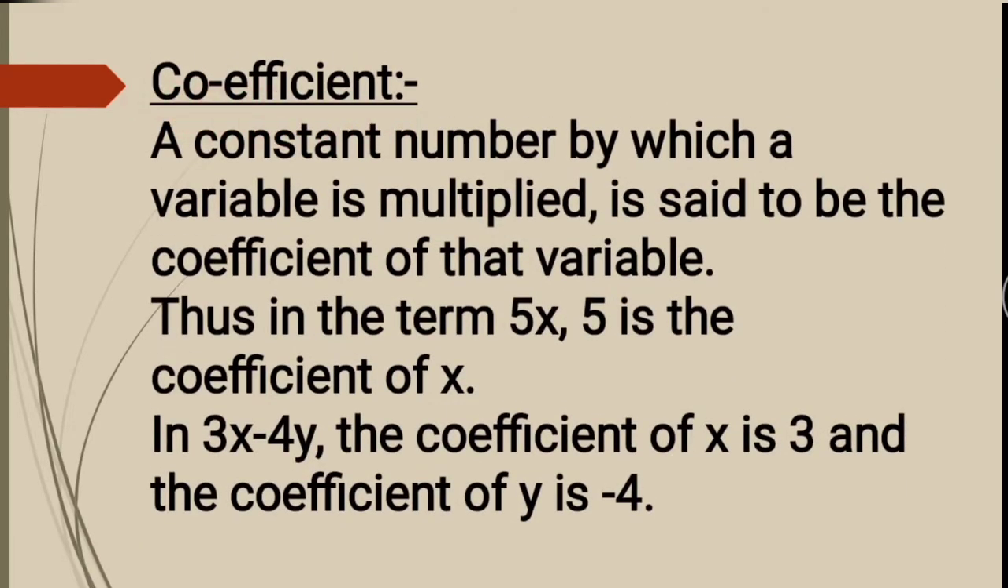Coefficient. A constant number by which a variable is multiplied is said to be the coefficient of that variable. Thus, in the term 5x, 5 is the coefficient of x. In 3x minus 4y, the coefficient of x is 3 and the coefficient of y is minus 4.